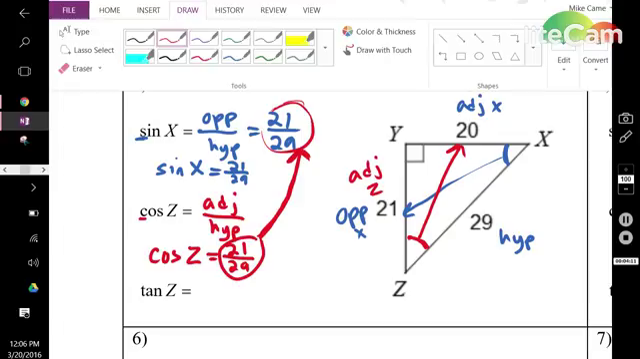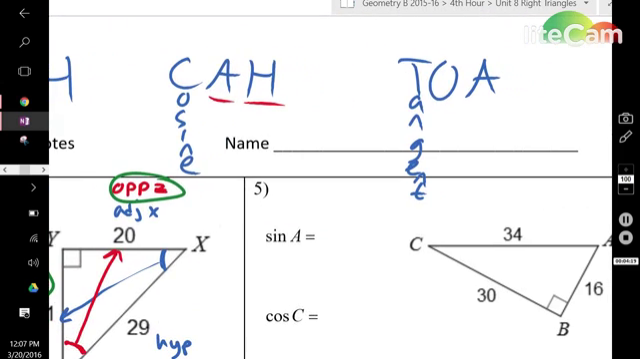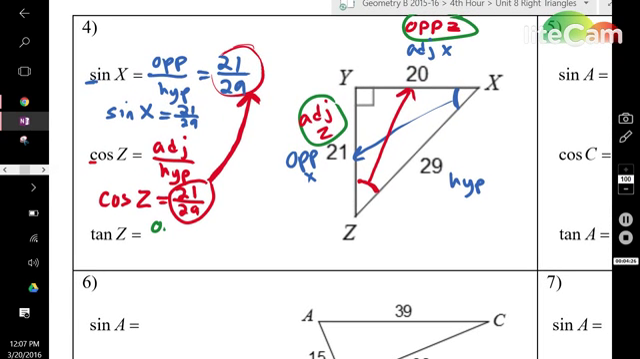Tangent of z. Let's change the colors up here. So we can use the same z side length labels. Tangent starts with a T. Tangent goes to OA. That's opposite over adjacent. So that's going to be, for z, opposite is 20. Adjacent is 21.